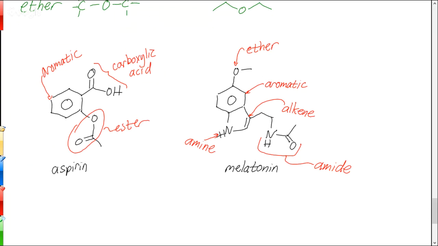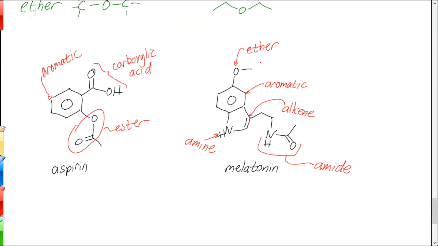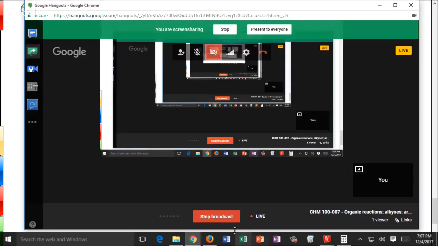Questions about this? Yes. But again, you don't have to memorize all these. I would give you a table, and you would have to do what we just did, identify the functional groups. Oh, so it's like a table. Yeah. All right.